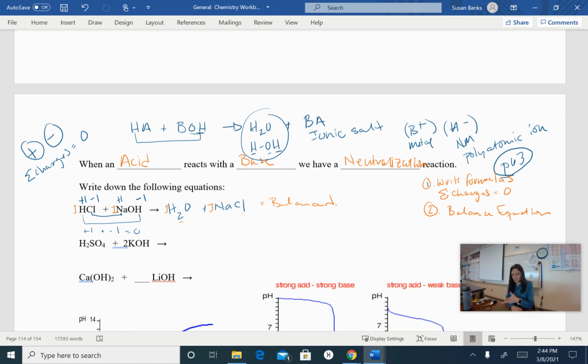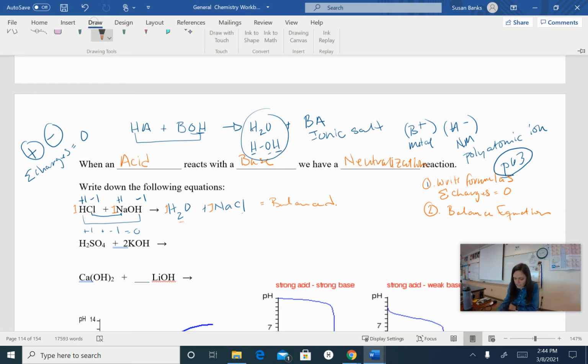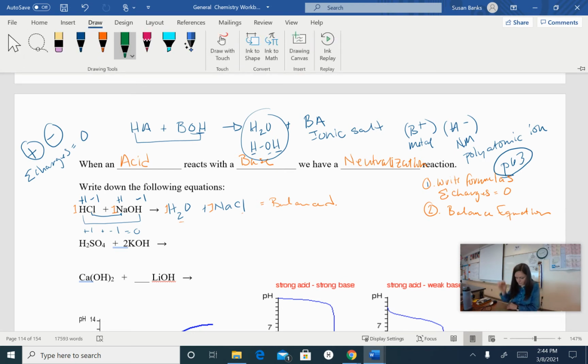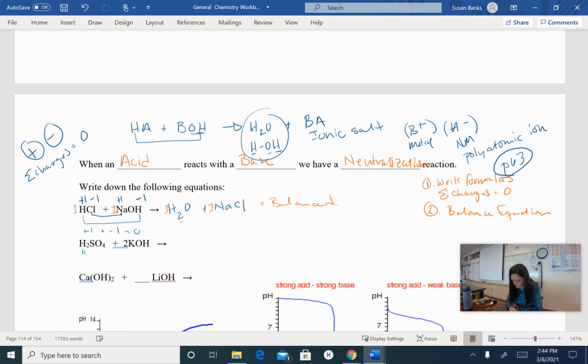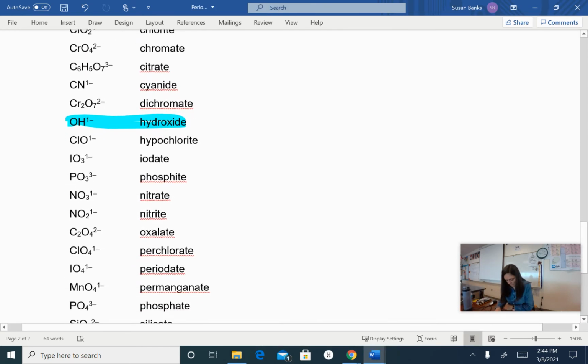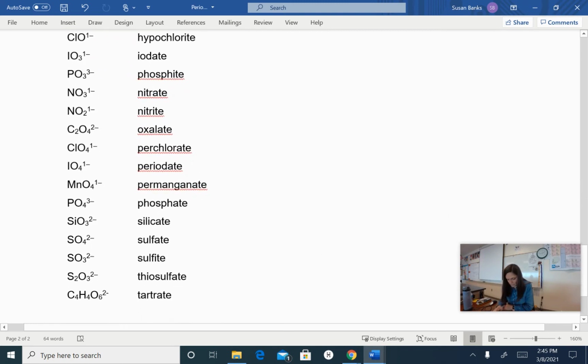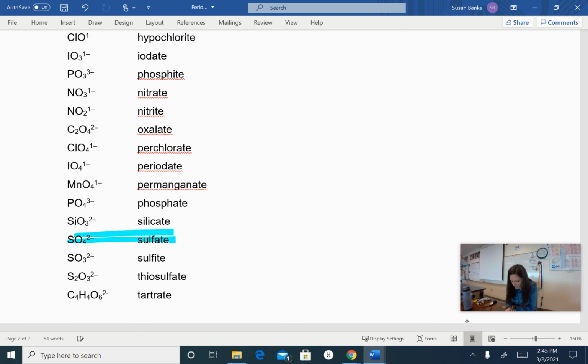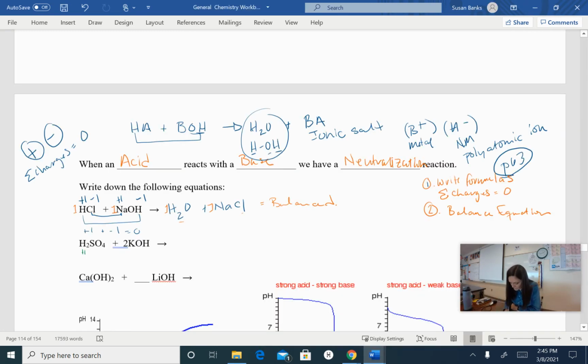Okay, let's move on to the next one. So we've already determined that hydrogen is a +1. So I'm just going to use that already. Each of those two hydrogens are a +1. Let's look at sulfate, SO4. That's on our polyatomic chart. So SO4, sulfate. That is a -2 charge. So let's put that on there. So sulfate is a -2.